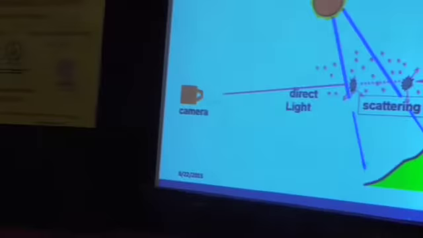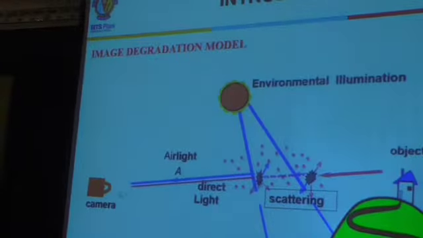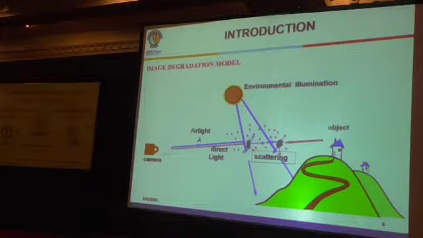So this is the image degradation model which is useful for bad weather conditions. The primary causes of image degradation are two factors: attenuation and air light. We want to capture an object in the presence of bad weather. Here we have the object and the camera. The reflected light beam coming from the object to the camera is called direct light. But this direct light gets attenuated due to the presence of fog and haze particles. So this is one of the causes for degrading the image quality.